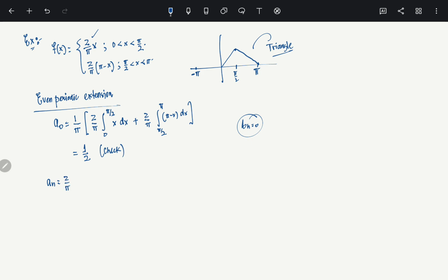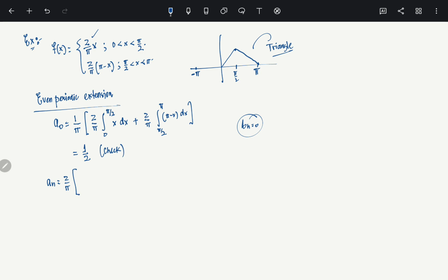You remember, for even extension it is 2 by pi, and then the integral is not between minus L to L, it is between 0 to L. Even though we are doing the even extension, the integral is always between 0 and L only. Okay, so it becomes, I hope you understand what's happening.